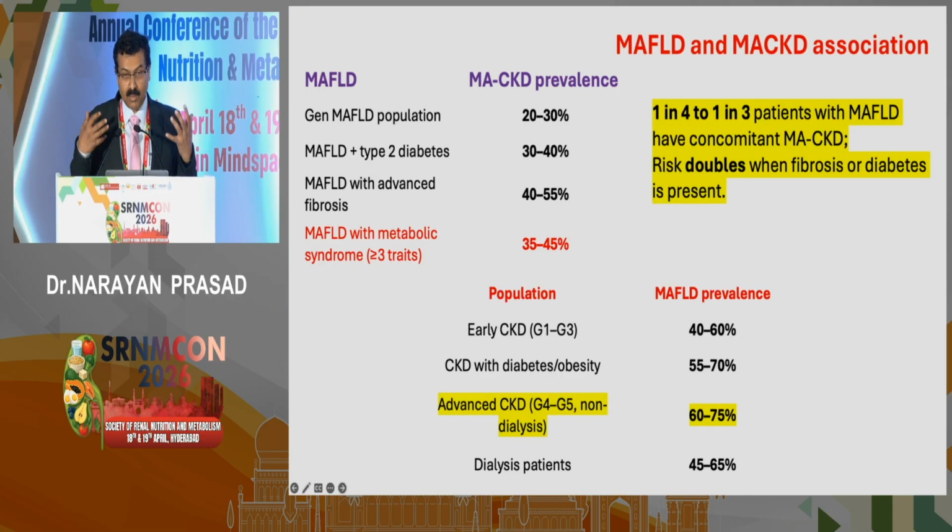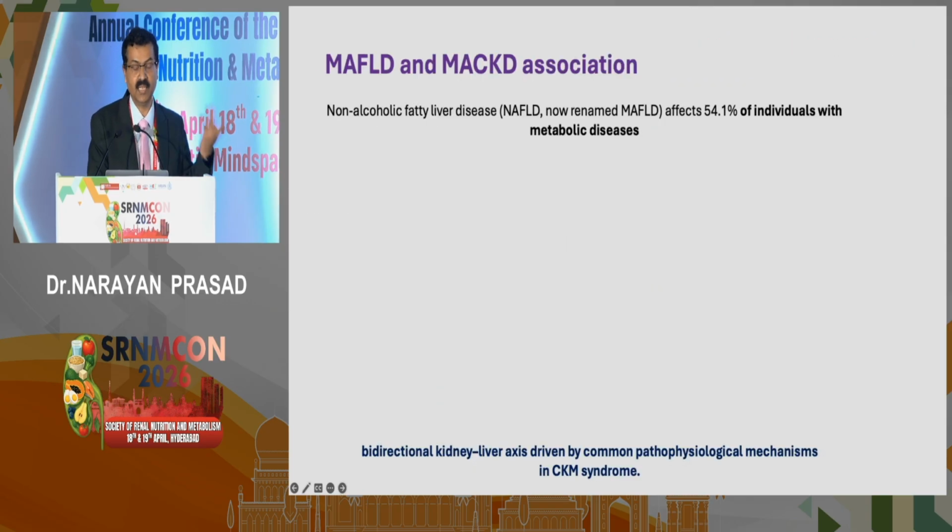As I have already told you, we should also understand that lipid toxicity in the kidney is equivalent to lipid toxicity in the liver. Here we can see the association: advanced CKD has 60 to 75% MAFLD prevalence. So, very high prevalence. 1 in 4 or 1 in 3 patients with MAFLD had concomitant metabolic associated chronic kidney disease. So, we must take into account, whenever you are looking at a patient with MACKD, we should also evaluate the patient for MAFLD, and vice versa.